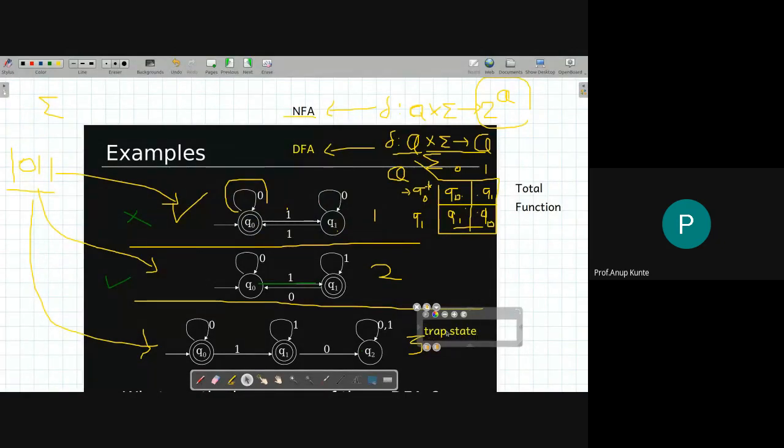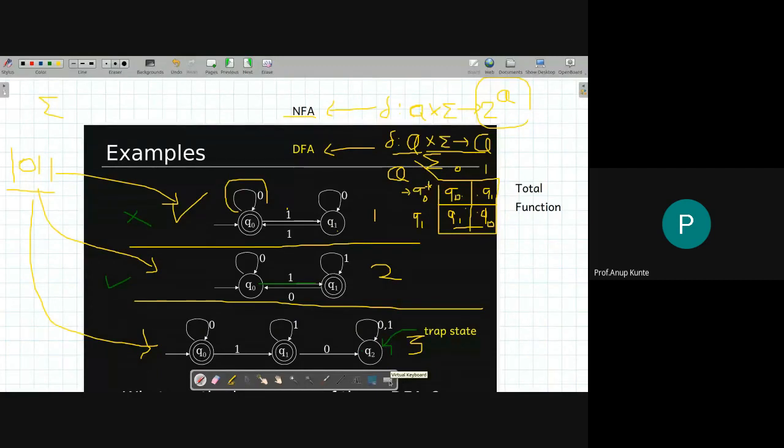Okay, this is a trap state which is a non-final trap state, but I may have a trap state which is a final state as well. So there are various ways in which I can define a trap state in a finite automata. So this is a new thing. We have learned a concept called a trap state.